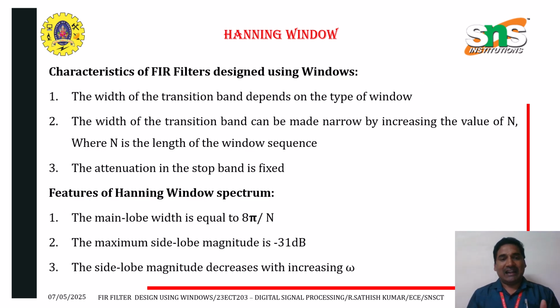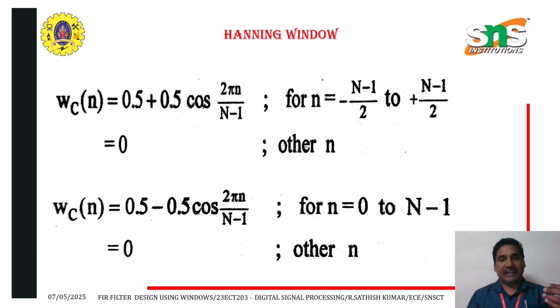Now we can see the Hanning window. The width of the transition band depends on the type of the window. The width of the transition band can be made narrow by increasing the value of N, where N is the length of the window sequence. The attenuation in the stop band is fixed. Features: the main lobe width is equal to 8 pi by N. The maximum side lobe magnitude is minus 31 dB. The side lobe magnitude decreases with increasing omega.